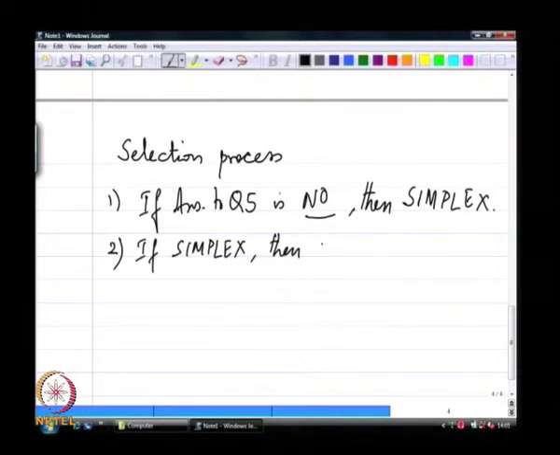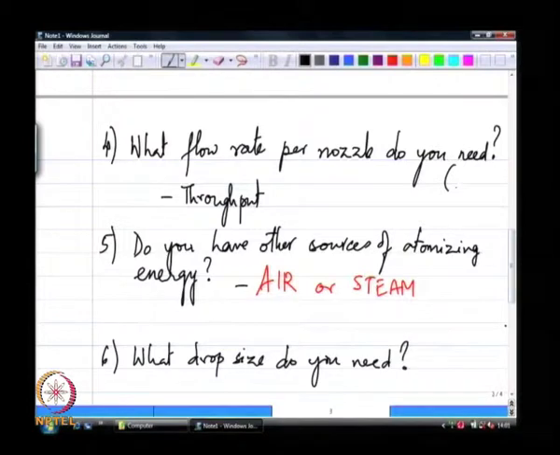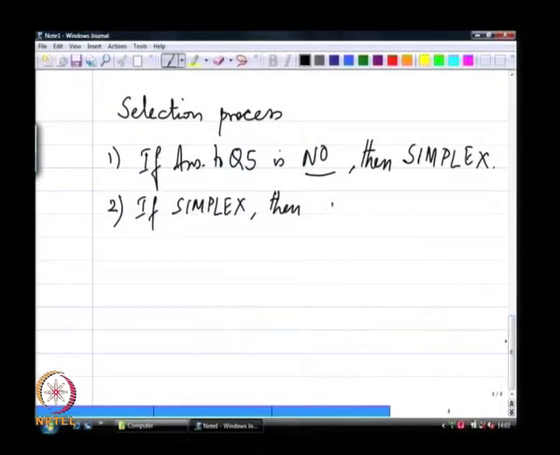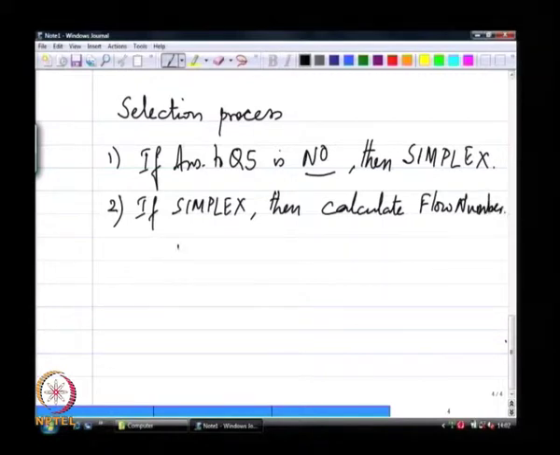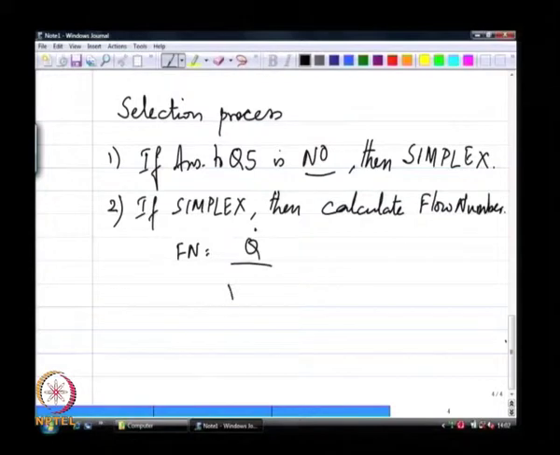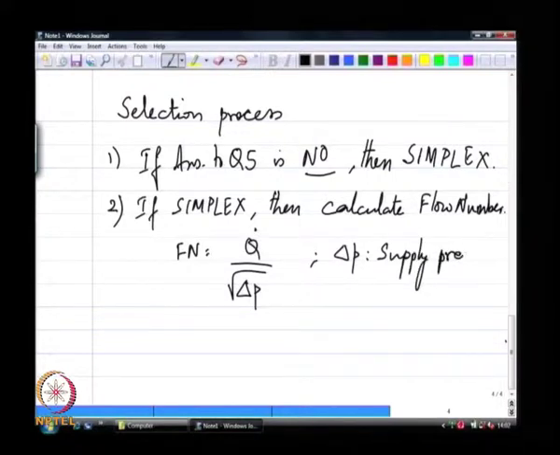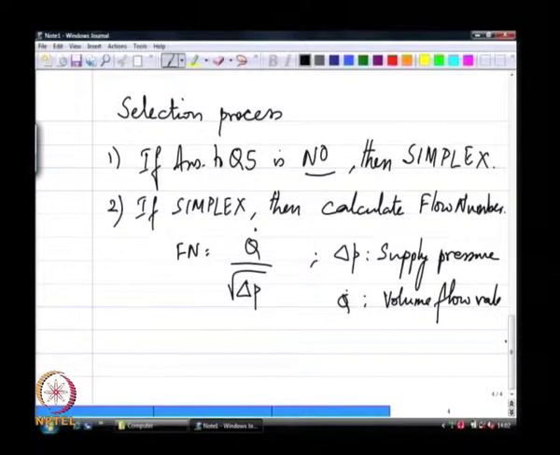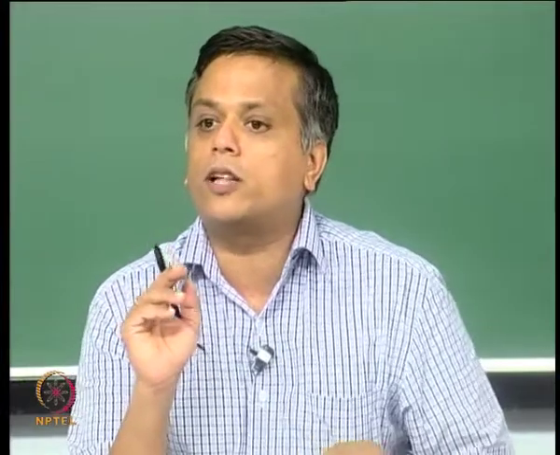Take the flow rate that you have, and we will call this some Q dot. You can calculate a number called the flow number. This flow number, in very crude terms, is defined as Q dot over square root of delta P. Delta P is your supply pressure choice. Q dot is the volume flow rate. So, this Q dot over square root of delta P obviously is not a non-dimensional number, as you can see. So, you have to calculate this in a set of units that a particular manufacturer's catalog allows.